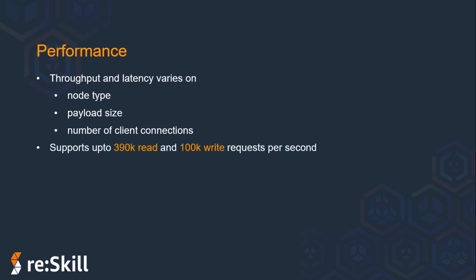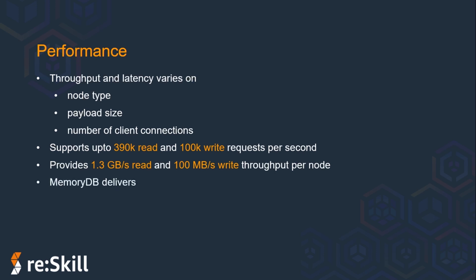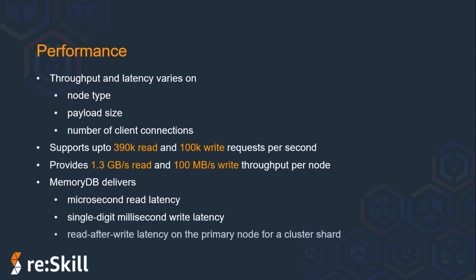It supports up to 390K read and 100K write requests per second. That is quite huge. Also, it provides 1.3 Gbps read and 100 Mbps write throughput per node. And it delivers microsecond read latency, single digit millisecond write latency, and read after write consistency on the primary node for a cluster shard. That is strong consistency, which means the changes are always reflected immediately. So these are a few important performance aspects that you should know.